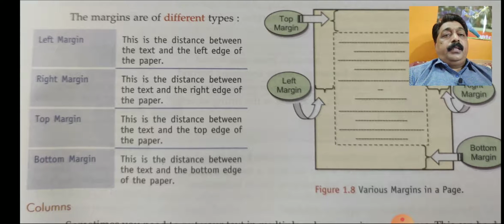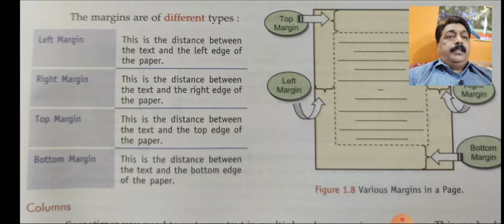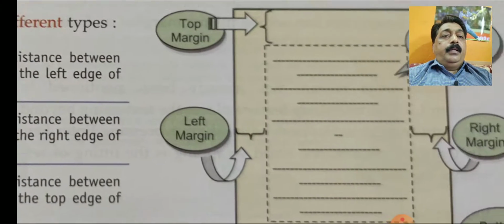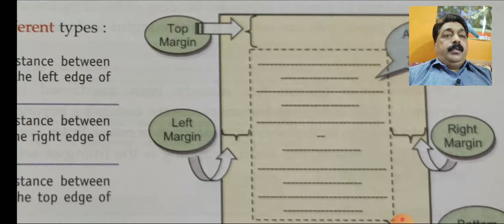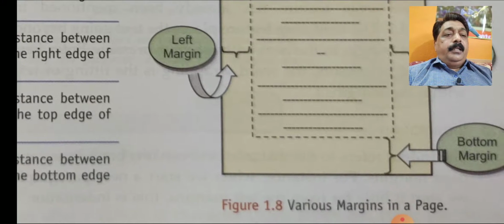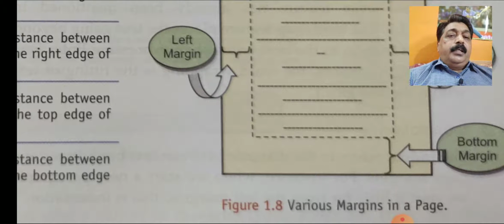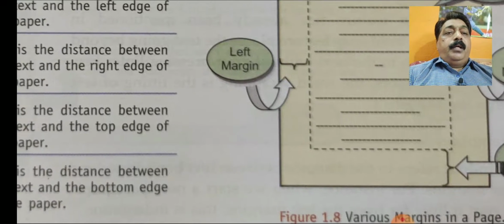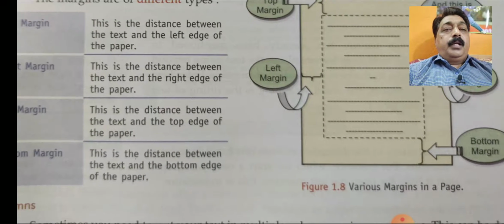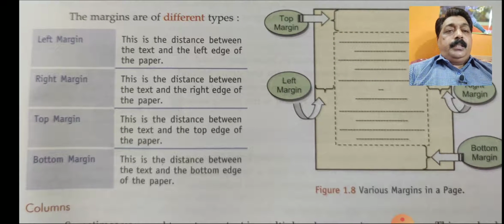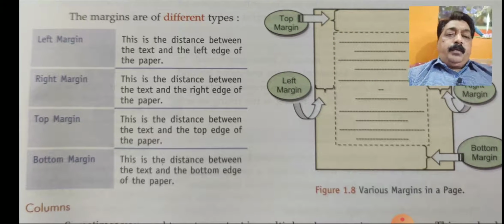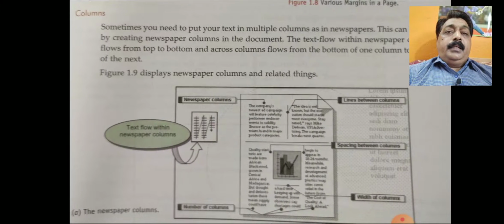Here it is given, the margins are of different types. Left margin to the left side, as in the figure you can see it well. Where is the left margin? Top margin at the top, left margin to the left side, right margin to the right side, and then there is bottom margin in the lower portion of the screen. So it depends on us how much margin we want to have. We can make it more or less according to our choice. As required, accordingly we make the changes there.